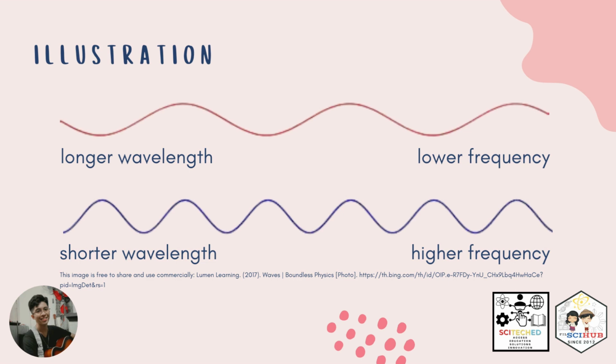Again, I want you to remember the relationship: inversely proportional. If frequency increases, then wavelength decreases. And if frequency decreases, then wavelength increases. Alright, now let's check your understanding.